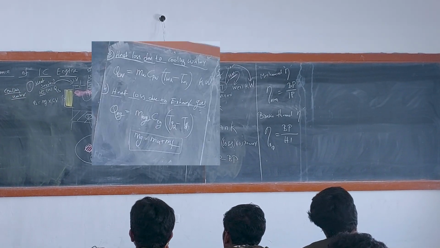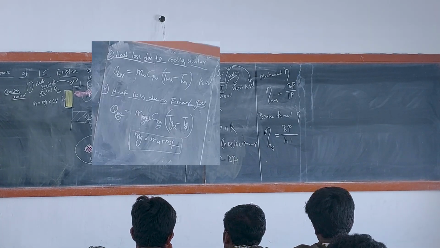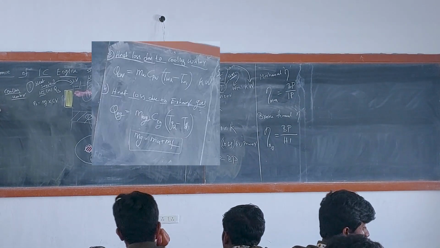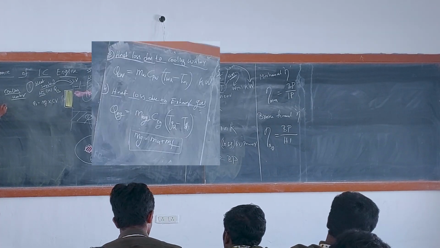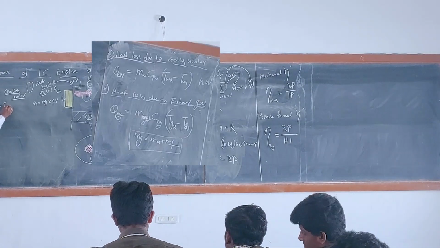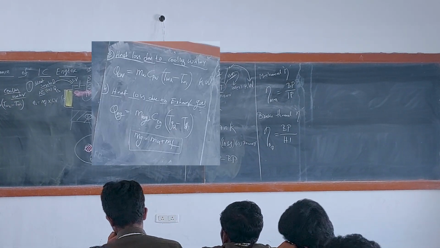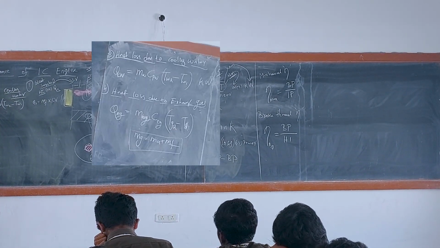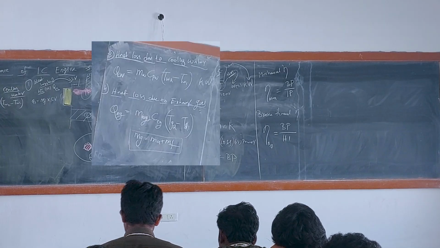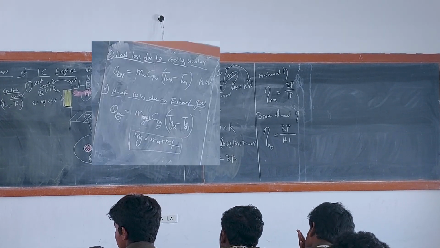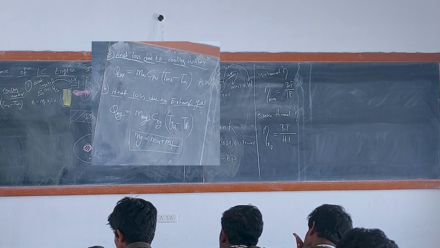water. Right? Nothing but QCW equal to MCW CPCW, temperature of cooling water minus temperature of cooling water. This will give the amount of heat loss due to cooling water. What you need to put in the motion. Clear? This is what we have.